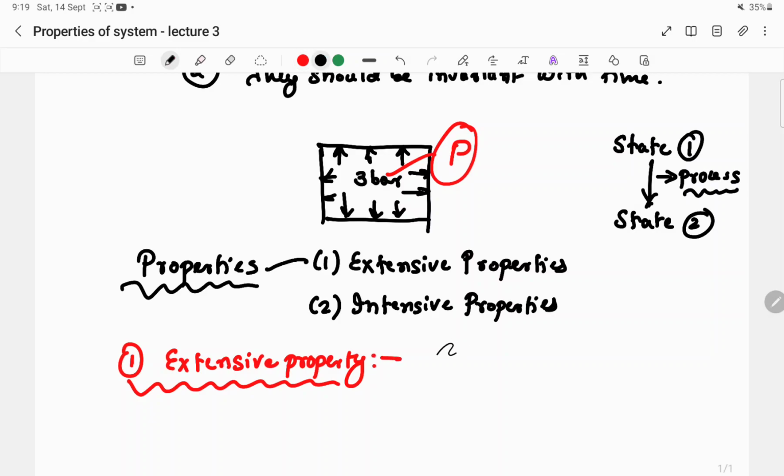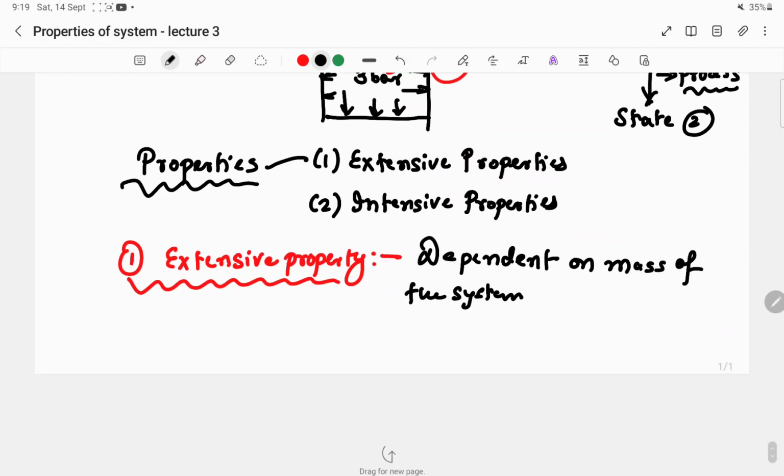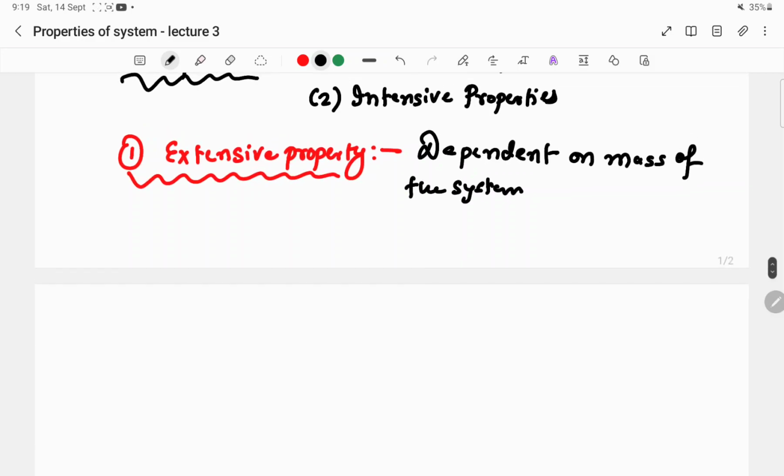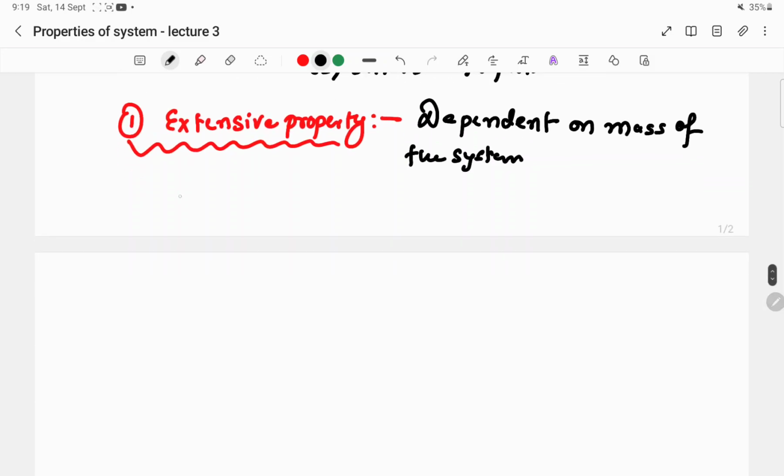These are the properties which are dependent on mass. Okay, these are the properties that are dependent on mass of the system. Okay, let me explain this to you. And before that, we should know what are the extensive properties.